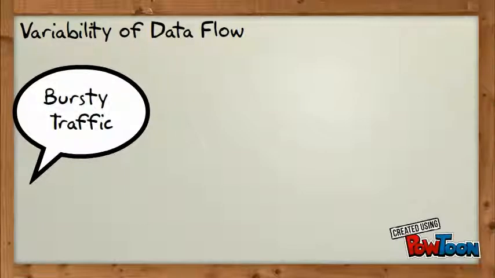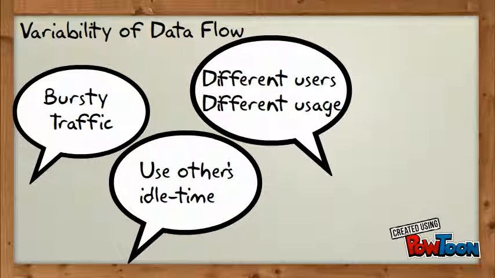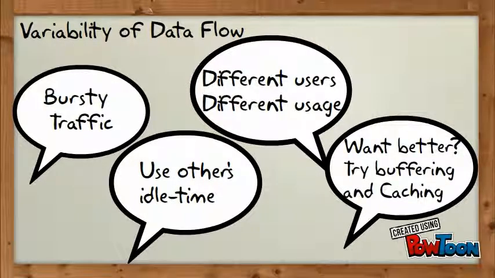Bursty traffic means an inconsistent traffic rate. There are different types of usages among different users, and switching helps users to use the idle time of other users in the same channel. And burstiness can be improved by buffering and caching.